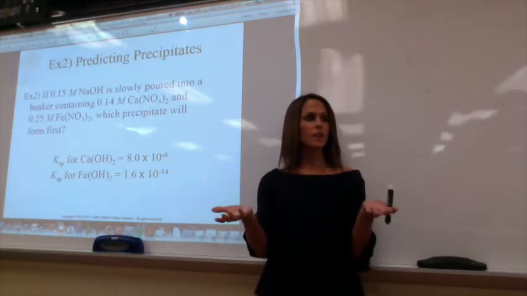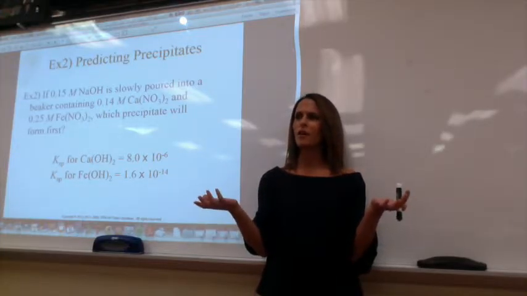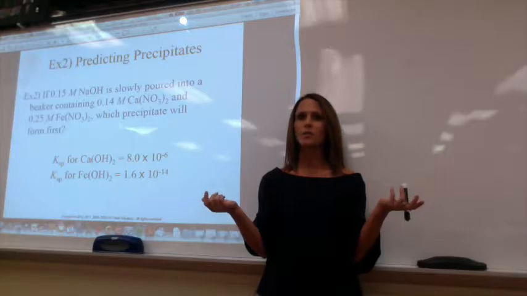So if I have a bunch of ions floating around and I'm trying to get a precipitate, why would I want to, in an environmental factor, why would I want things to precipitate out?